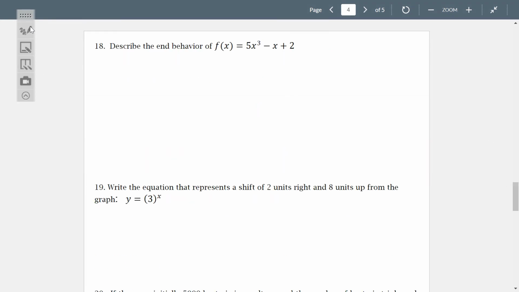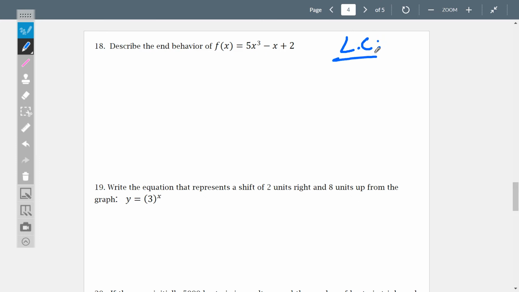Describe the end behavior. End behavior has to do with two things: the sign of the leading coefficient and the degree. The degree here is odd because it's 3, and the leading coefficient is positive because it's a positive 5.